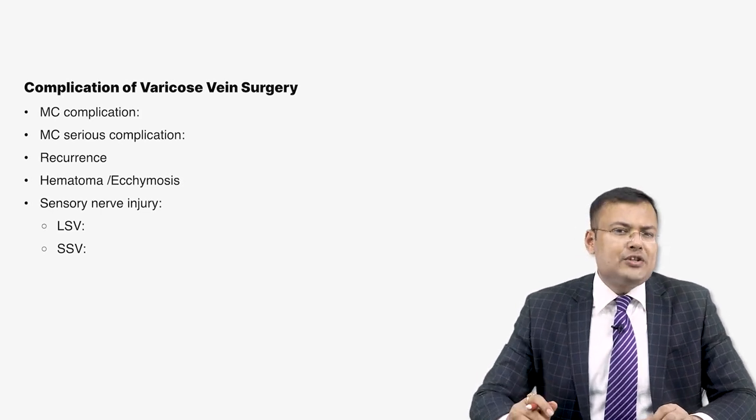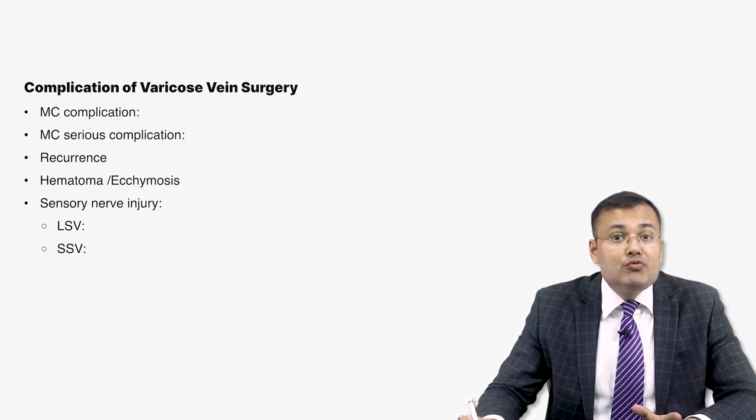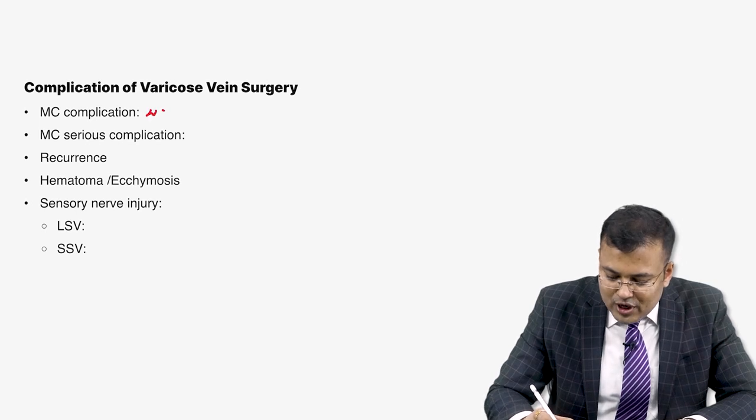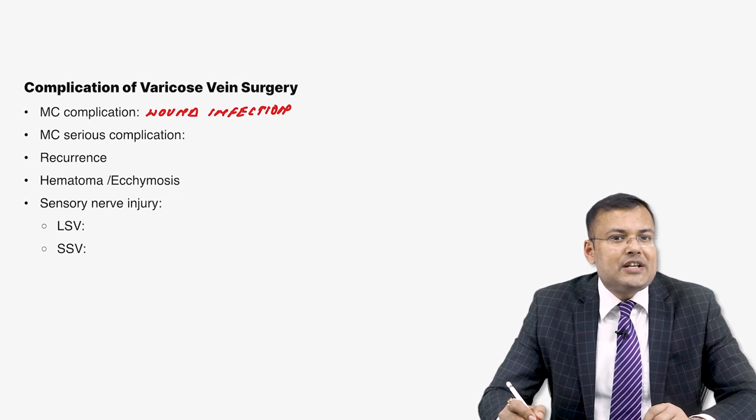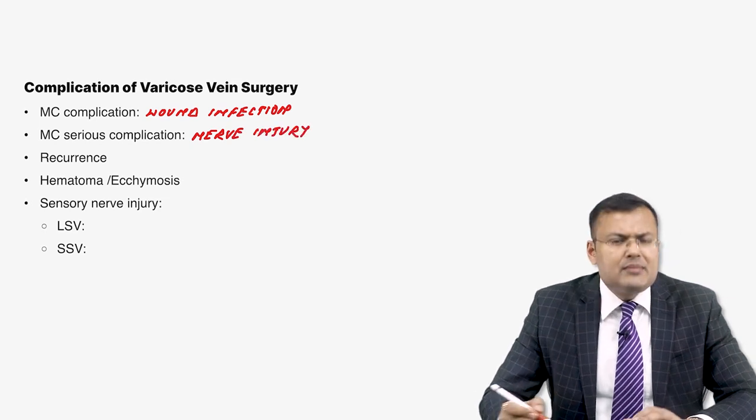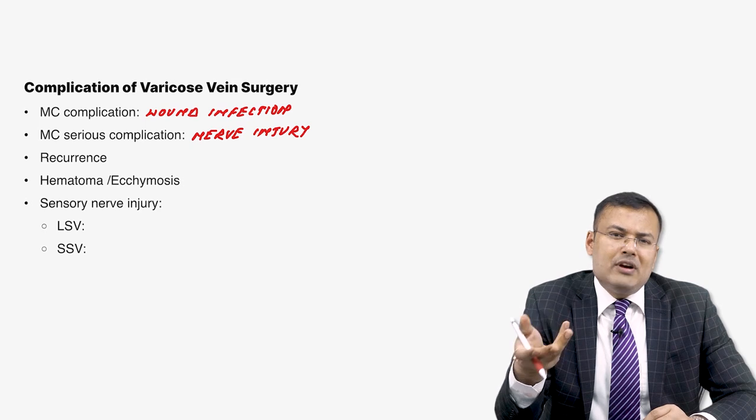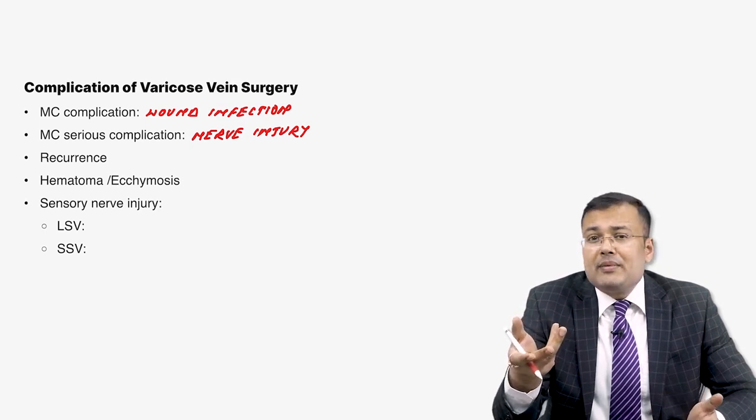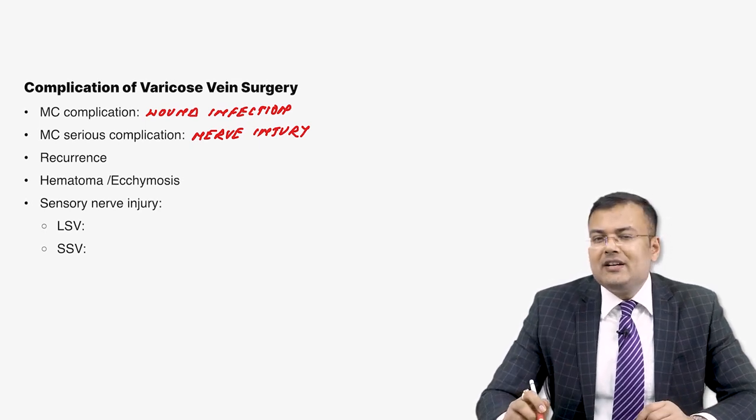Now, see the complications of varicose vein surgery. Guys, first tell me what is the most common complication? Remember, it's wound infection. Clear? What is the most serious complication? Yes, nerve injury. After surgery, we discussed that in some cases there can be recurrence, and especially when you are going for stripping, you have seen in the OTs or in the post-operative period that patients develop hematoma or ecchymosis. And most important, sensory nerve injury.